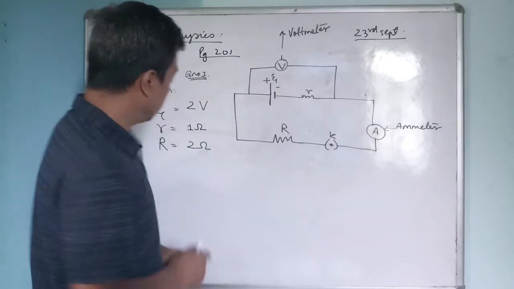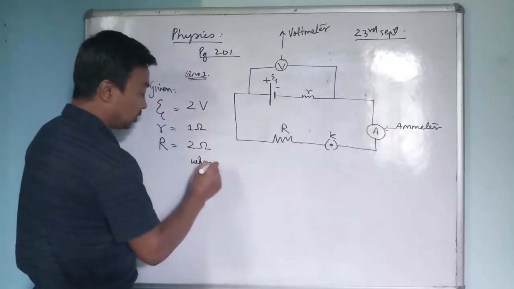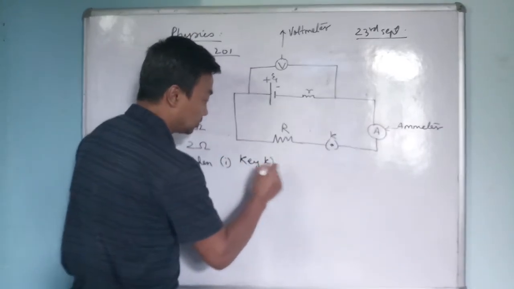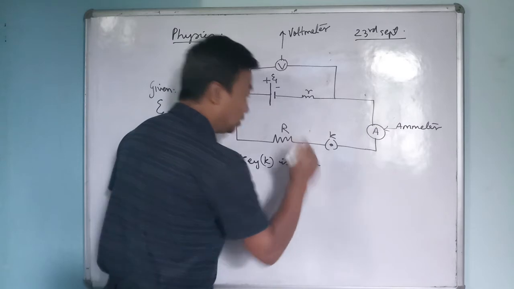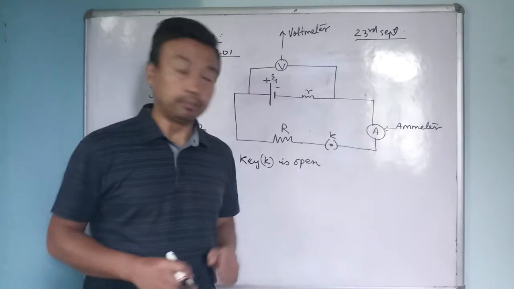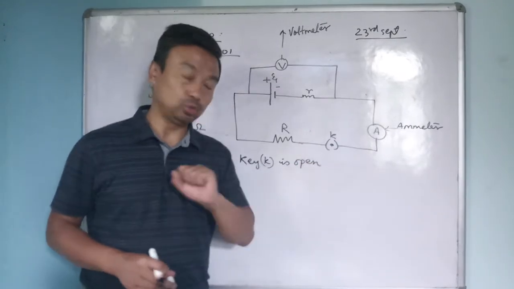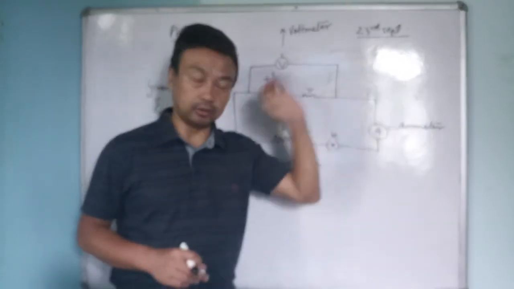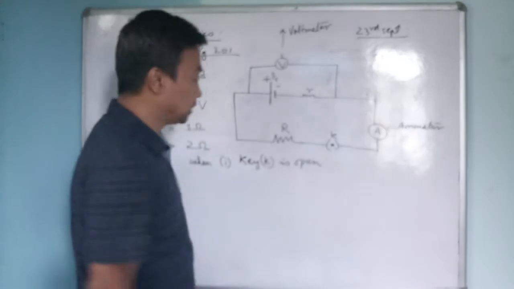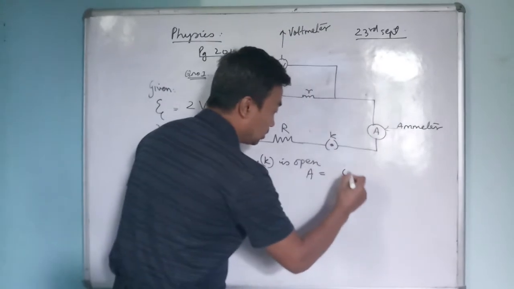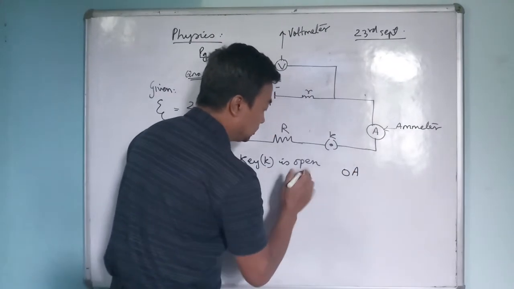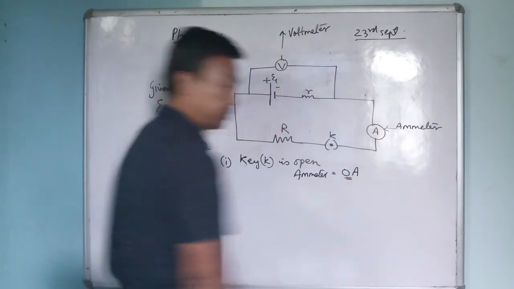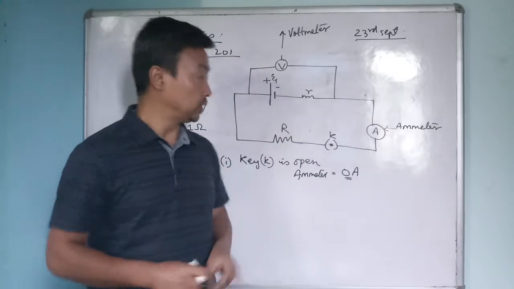So there are two conditions. First condition is when the key is open. That means the circuit is not complete. So when the key is open or when the key is switched off, that means the current will not be flowing. So what will be the reading in the ammeter? Obviously the reading in the ammeter will be 0 ampere, because there is no current flowing when the key is open.